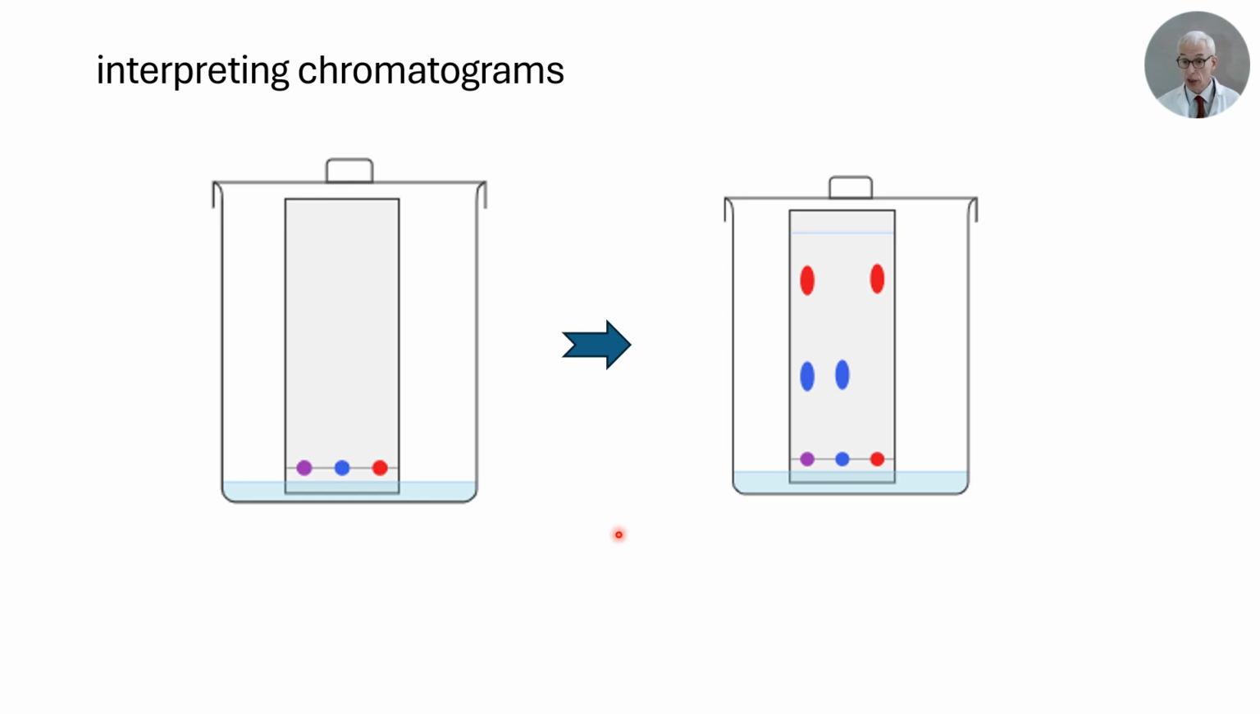Okay, so I'm going to resume. The first thing we can say is that the red and the blue are pure substances. They're only forming 1 spot. We can say that purple is a mixture of red and blue.